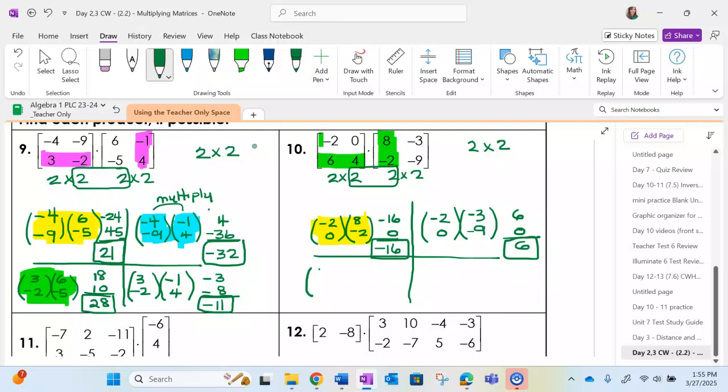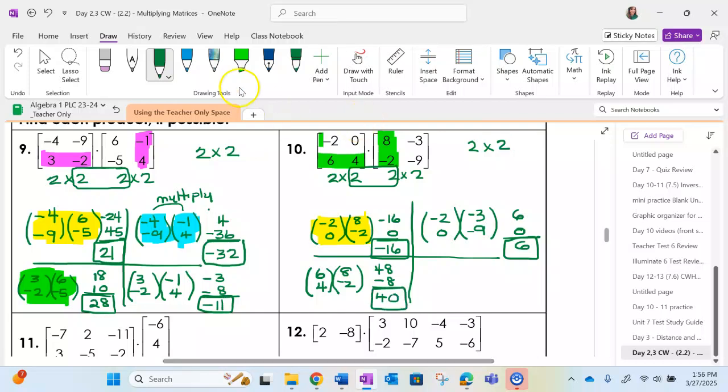So this one is 6, 4, because it's row 2. It's also column 1, which is 8, negative 2. Multiply. So you get 48 minus 8 equals 40. And there's that answer.